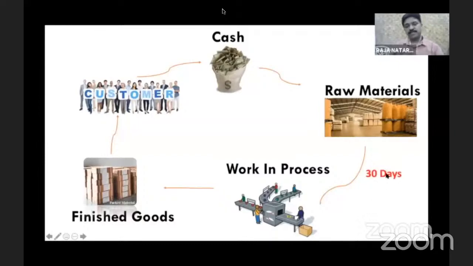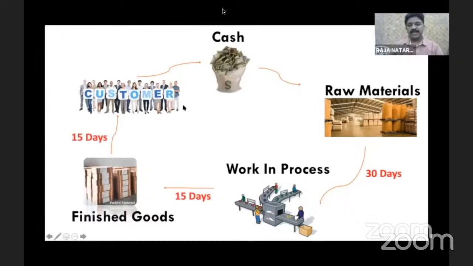Then from there, it was taken for production. Let's say my production process is 15 days. So 30 plus 15, 45 days, my money is not going to come. Then it had eventually become finished goods. But finished goods are not going to get sold immediately. Let's say it's going to take another 15 days. It means 60 days my money is locked.